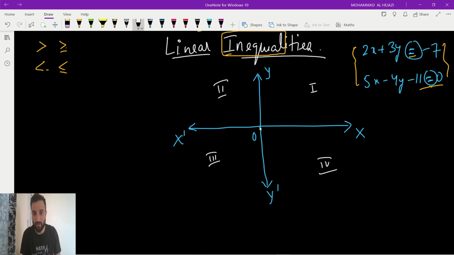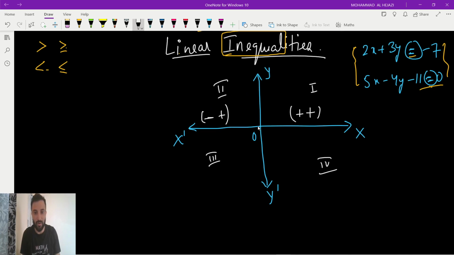This side is x, so this side is positive. X is positive. What happened for the y? Y is also positive, right? Positive, positive. In second quadrant, what will happen? This x side is negative, and y is positive.